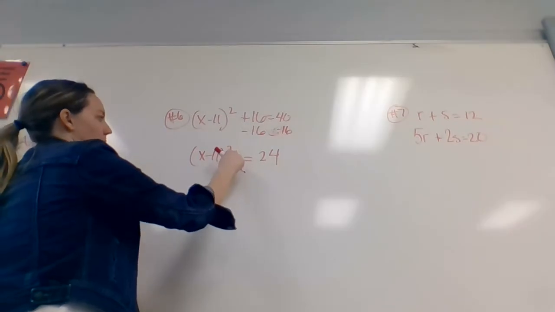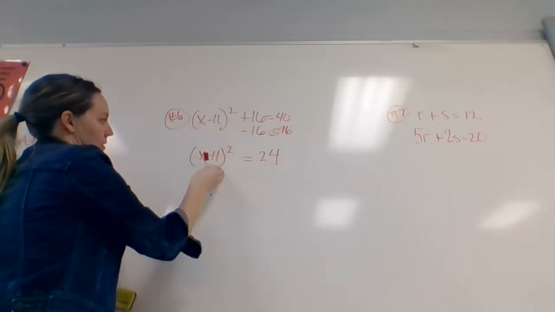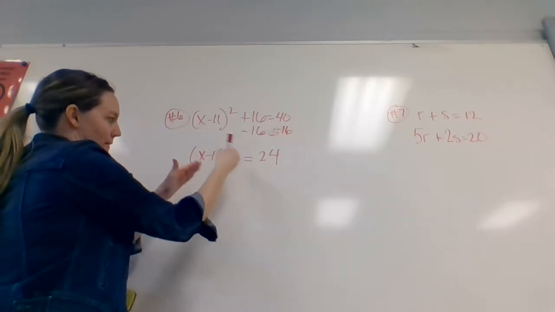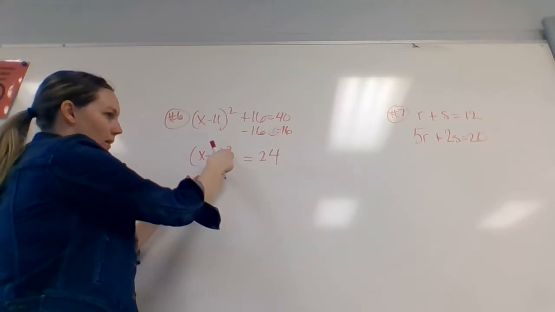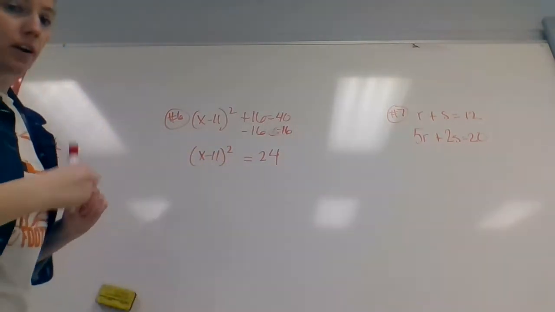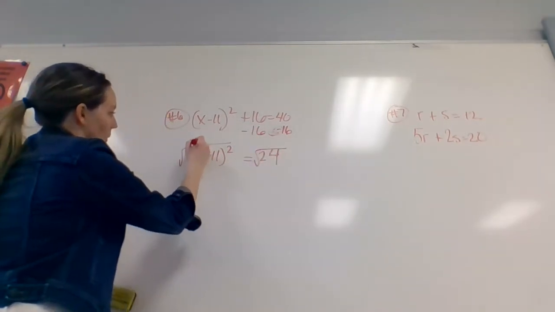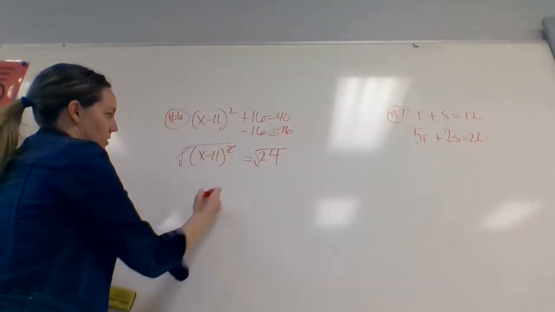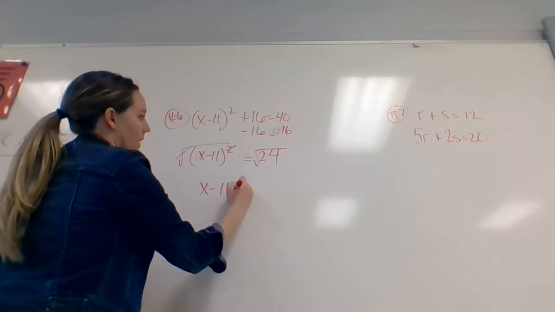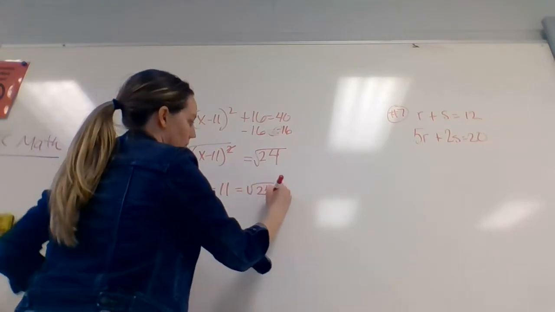And again, I'm trying to get x by itself. So I need to look now at my next operation, which is basically the farthest thing away from it. And I have this squared here. So to undo a square, we need to square root both sides. By square rooting, it undoes that. So we're left with x minus 11 equals the root of 24.